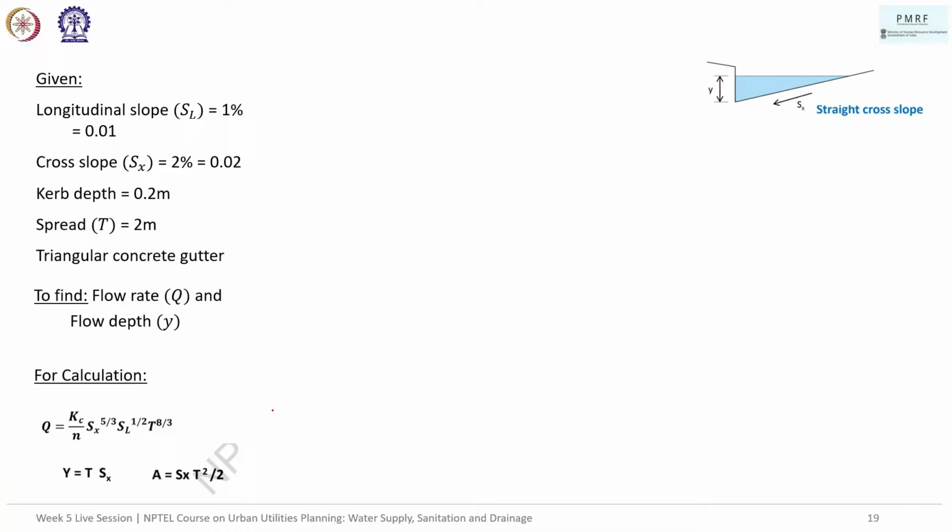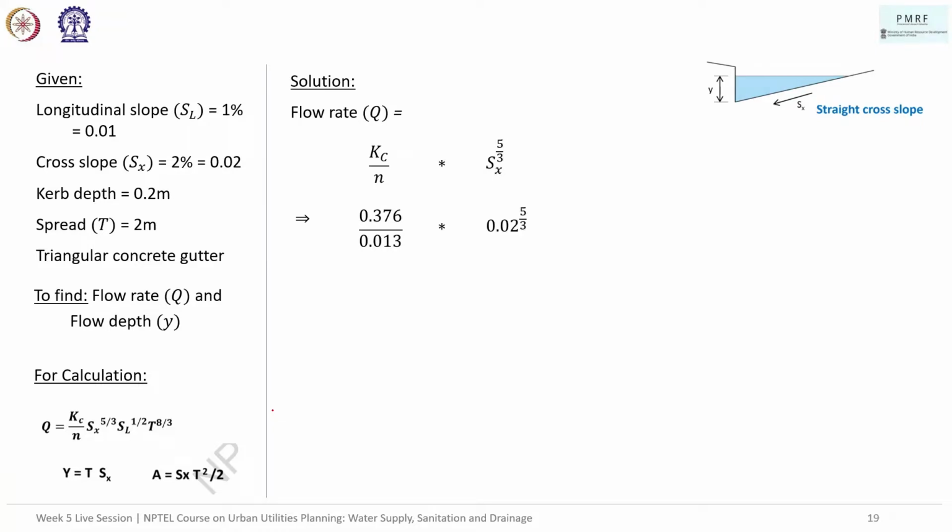The calculation is actually quite straightforward. We need to substitute all the values into the equation. So that will be Kc divided by n, 0.376 divided by 0.013, Sx is 0.02, Sl is 0.01, and T is 2, power 8 by 3. If you do the calculations, the value comes out to be 0.0271 meter cube per second.